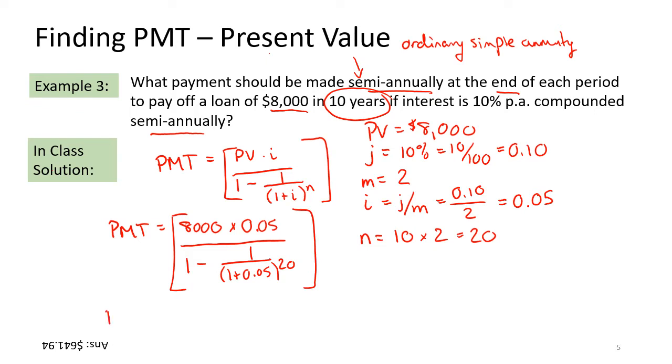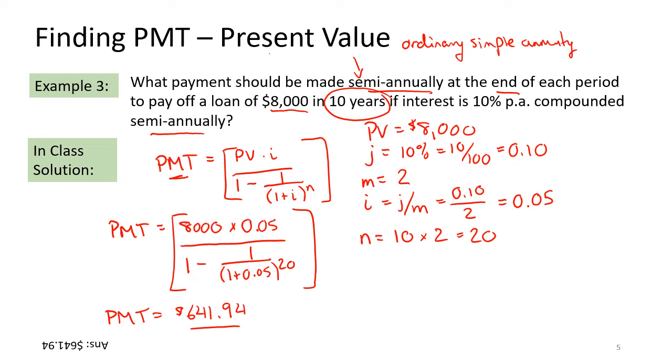Again, you place that in your calculator, and your payment will come out as $641.94. So as you can see, once you determine what type of annuity it is, an ordinary simple annuity, what data you have, your present value, your future value, and what you're trying to find, in this case, the payment, that is the majority of the problem, the majority of what you need to do in this question.